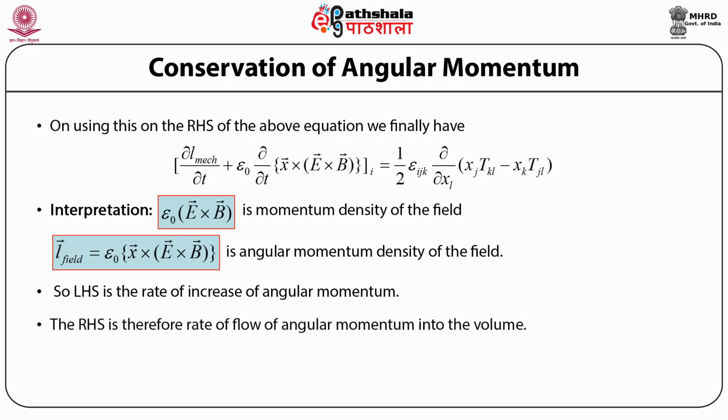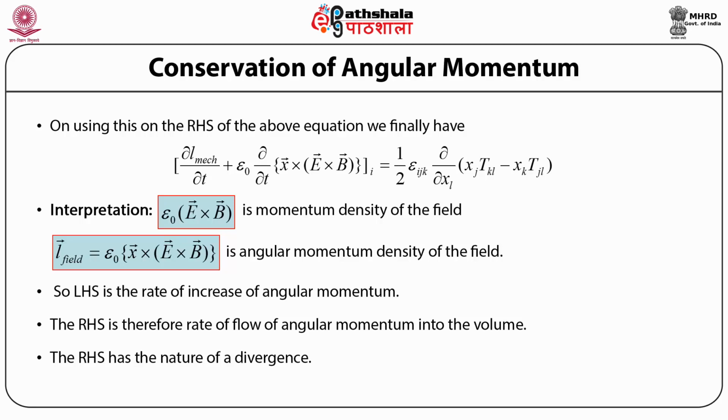While the right hand side of the above equation then represents the rate of flow of the angular momentum into the volume. And if we look at the above equation, we can see that the right hand side has the nature of divergence. So the above equation represents the differential form of the law of conservation of angular momentum.